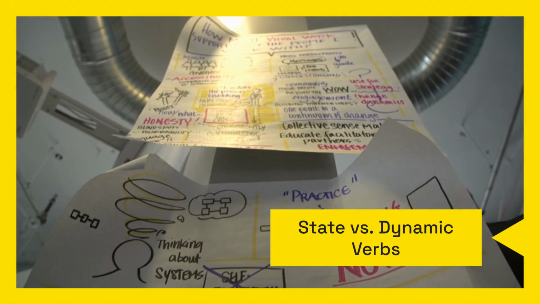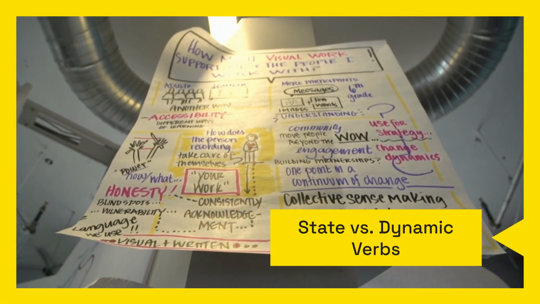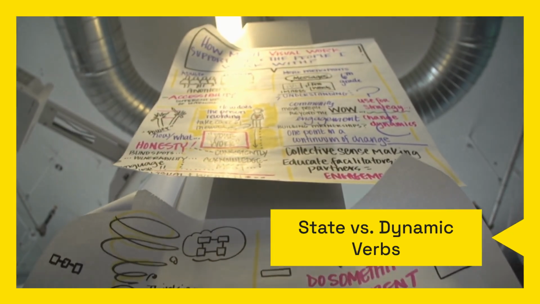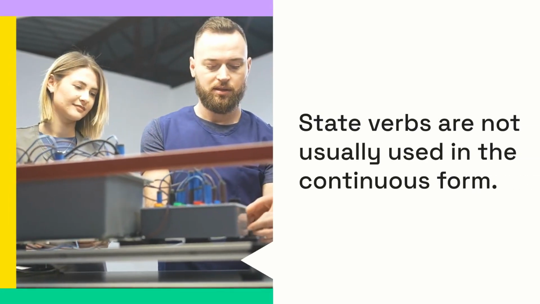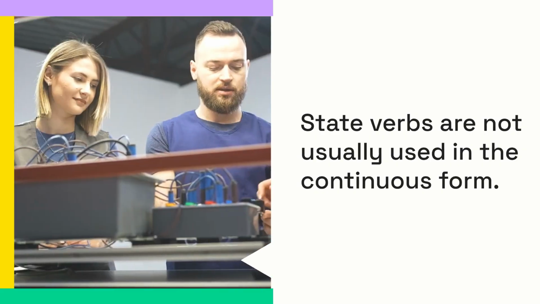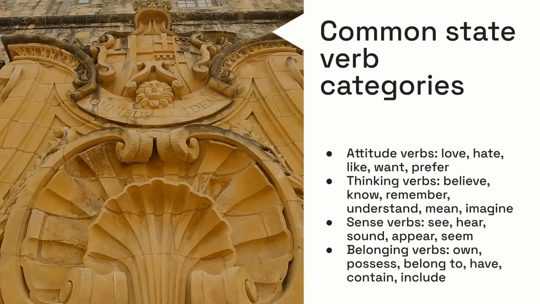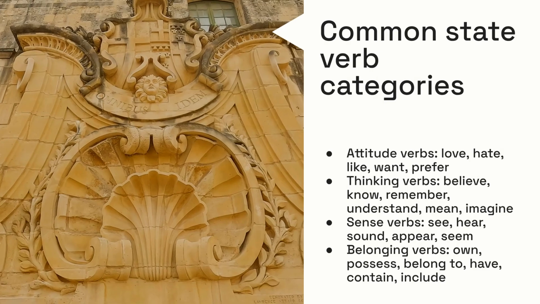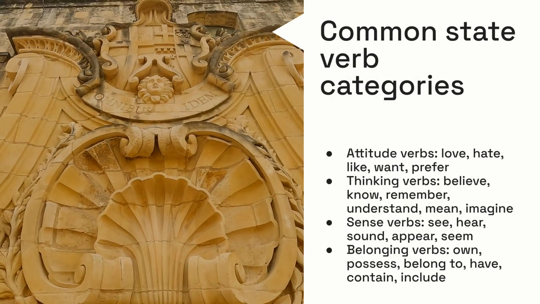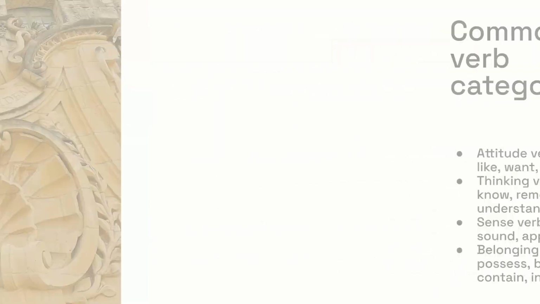Finally, let's differentiate between state and dynamic verbs, a crucial concept for correct tense usage. State verbs, which describe states or conditions, are generally not used in continuous forms. Common categories include attitude verbs like love and hate, thinking verbs like know and understand, sense verbs like see and hear, and belonging verbs like own and have.